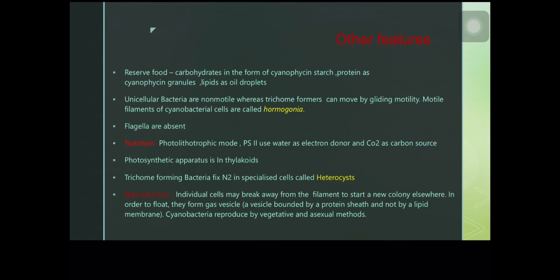Heterocysts are the structures that contain the nitrogenase enzyme and fix atmospheric nitrogen, and they convert that into ammonia, and this ammonia will be transported to the vegetative cells. Reproduction. Cyanobacteria reproduce by vegetative and asexual methods.